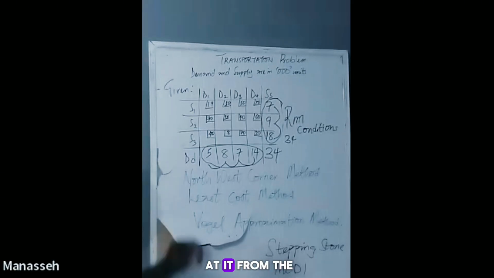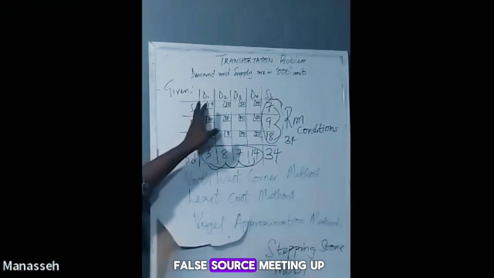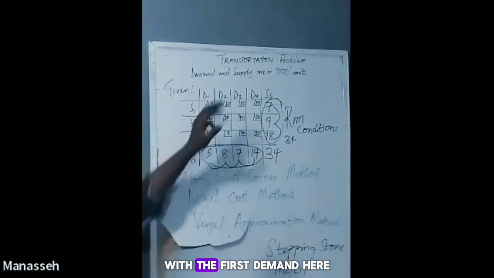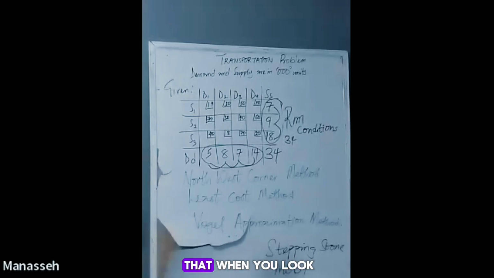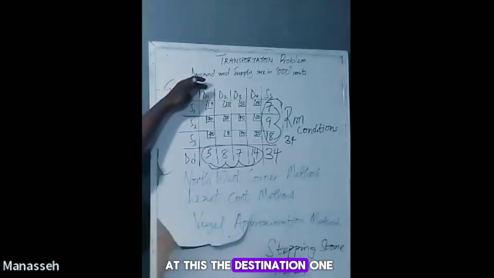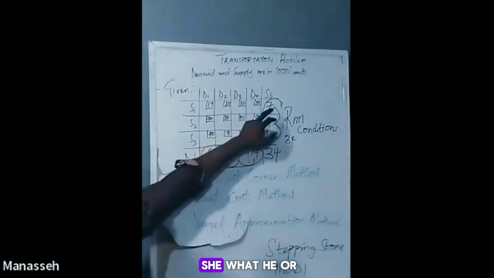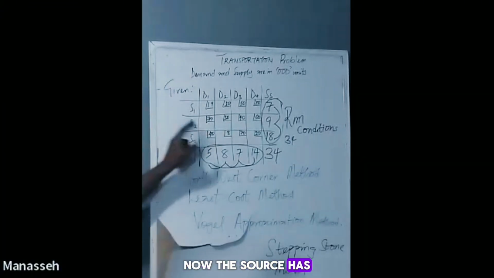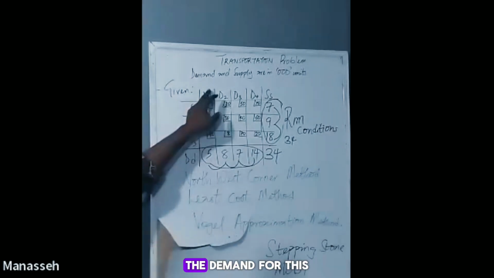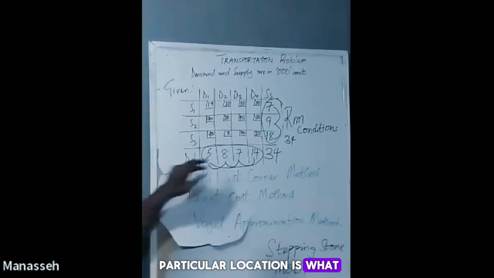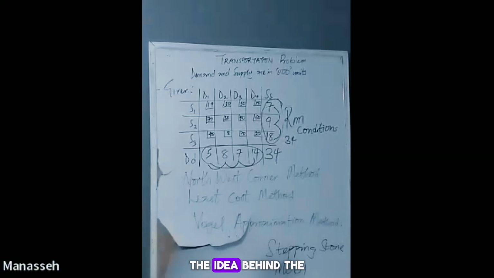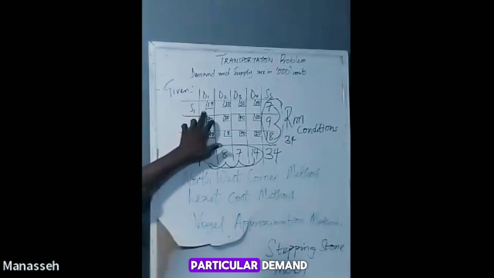So we are looking at it from the top left corner here, where you have this first source meeting up with the first demand here. And the idea is that when you look at destination one, the demand for this destination is 5,000 units. The source can only give what he or she has. Now the source has 7,000 units. The demand for this particular location is 5,000 units.